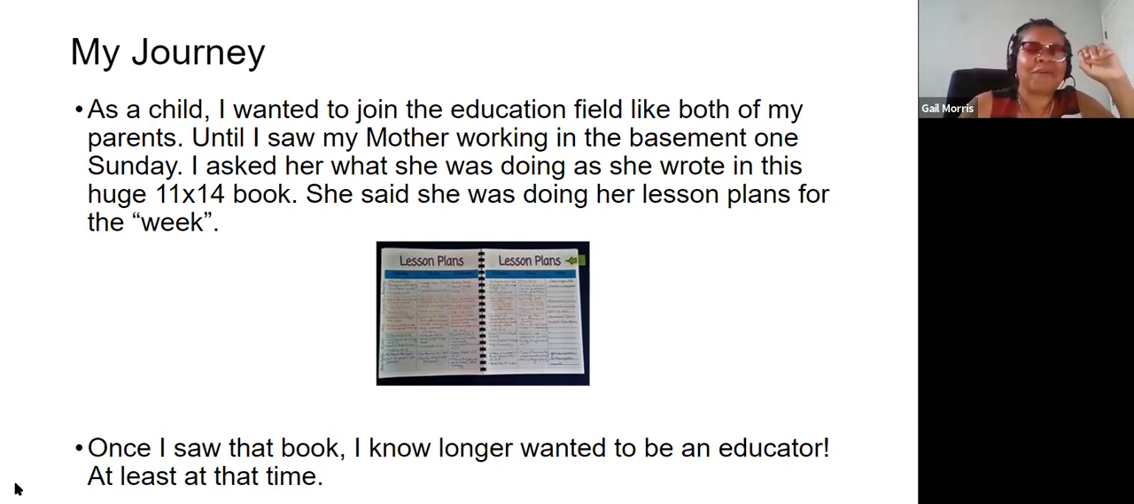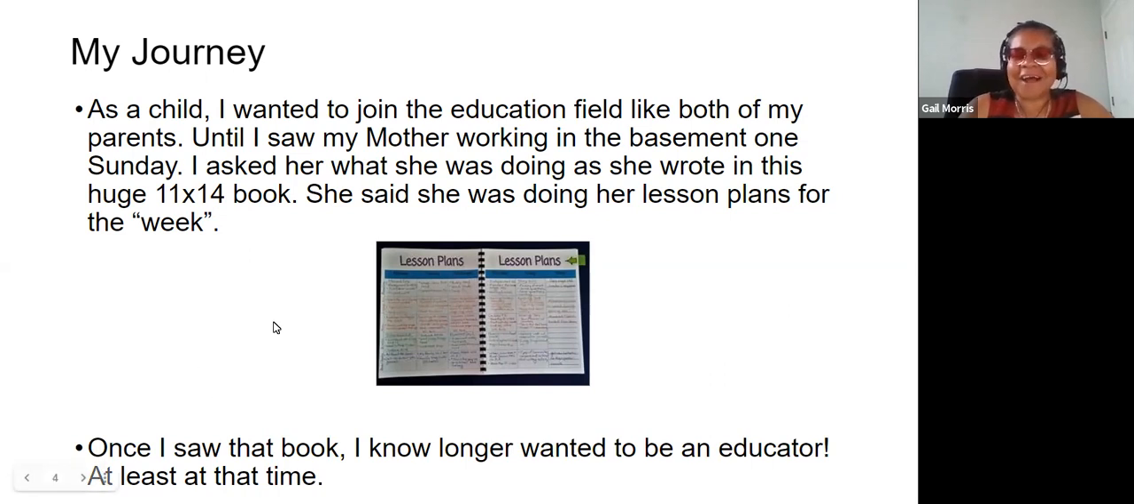I was looking for her one Sunday, and I go into our basement, and she's working on something. She's got this huge book, and I'm like, what are you doing? And she's like, I'm doing my lesson plans for the week. And I'm like, what in the world? It was like an 11 by 14 huge book. And when I saw that, I was just like, absolutely not. I'm not doing this. And she was handwriting it. She wasn't computer literate, and computers just weren't the thing at that point in time. She was handwriting Monday, Tuesday, Wednesday, Thursday, Friday, ELA, math. And I was like, oh no, this is not going to be me. So I switched gears really quick once I saw that, and she explained to me what she was doing.